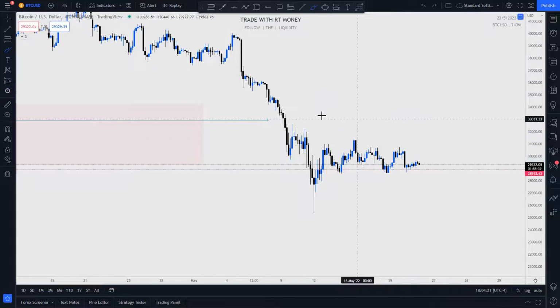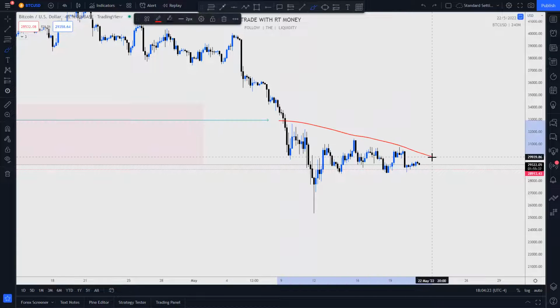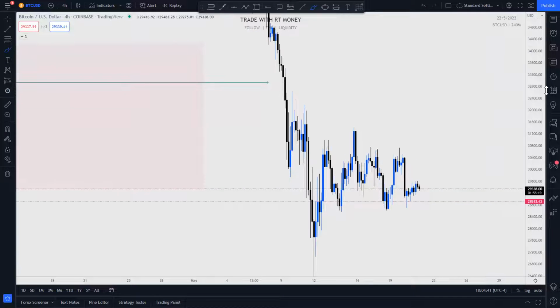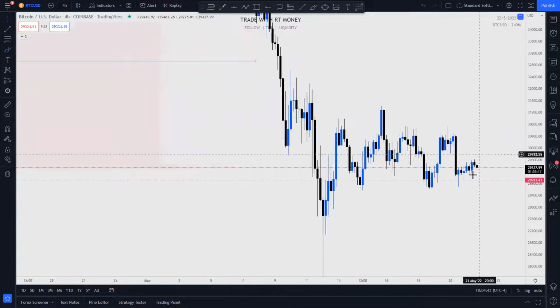Let's do it this way. Anyway, that looks a little better. So what am I looking for? I'm looking for price to come back up, maybe take these highs out. Let's look at this a little closer. I want you to see this price action.